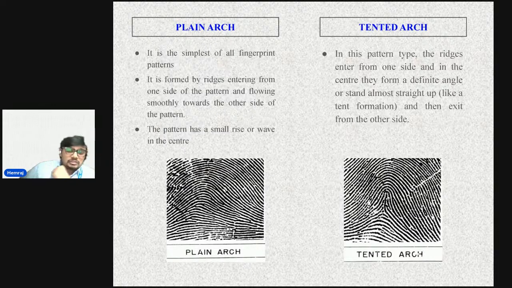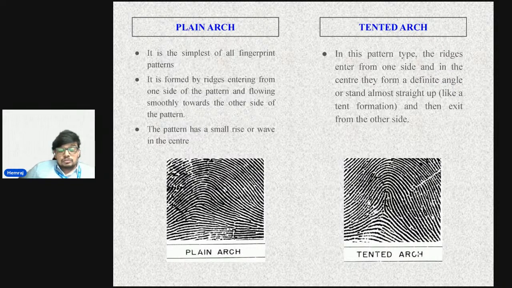So what is the meaning of arches? When we look at these patterns in the print, you see that the ridges are entering from one side, making a slight curve and exiting from the other side. All the ridges are like this, placed one above the other. They are entering from one side, let's say the left side, and exiting from the right side, making a slight curve. This is known as a plain arch. And there will not be any triangular shape, meaning there is no delta, and there is no core, no center point also. So this is known as a plain arch.